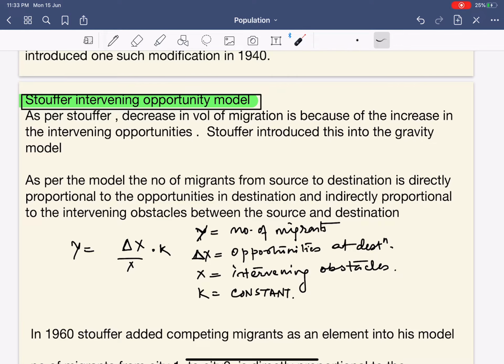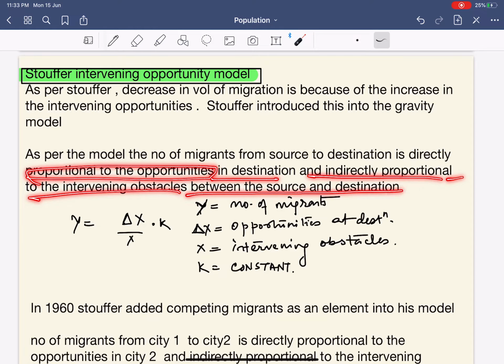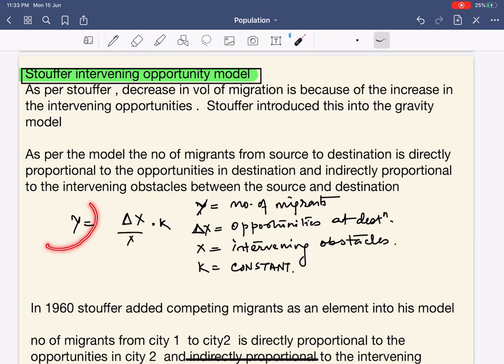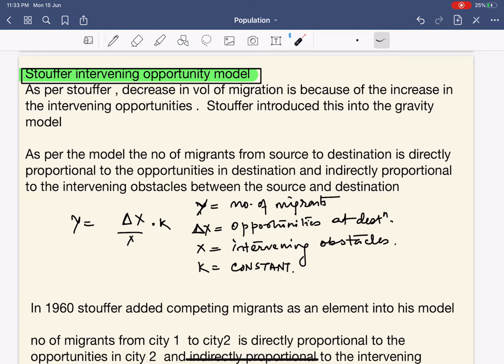As per this model, the number of migrants from the source to the destination is directly proportional to the opportunities in the destination and inversely proportional to the intervening obstacles between the source and destination. Simple. If this is your migratory decision or the number of migrants, then delta x is nothing but the opportunities at the destination, x is your intervening obstacles, and k is your constant. This was the use of the migratory model.